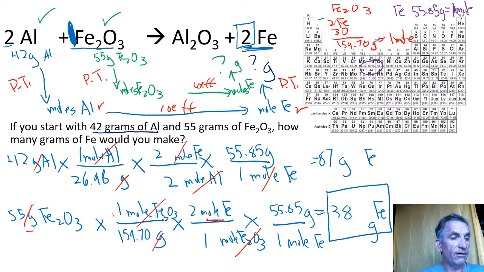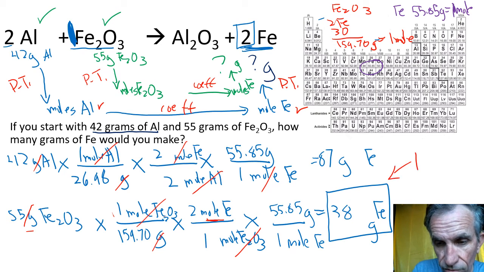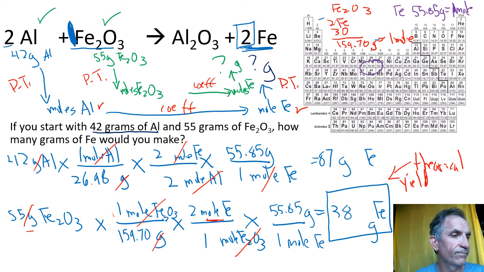Okay? All right. So with that, let me just tell you a couple of terms here. The amount you should have made, there's a name for that in chemistry land. We should have made 38 grams of iron. That is called the theoretical yield. It's the amount you should make based on the reaction.